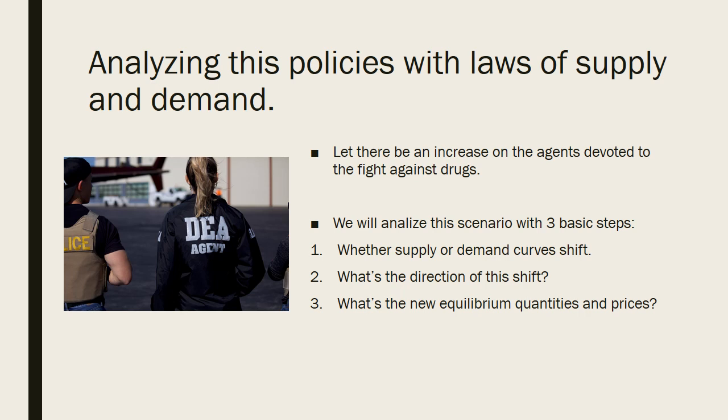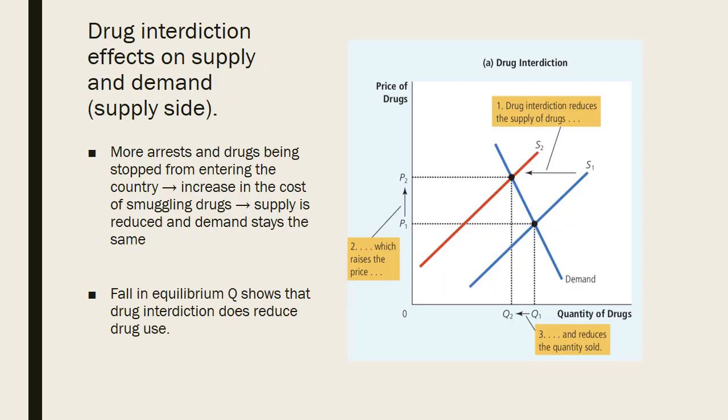So, for example, let's just start by the supply side. Let's say drug interdiction affects from the supply side. How can that be? Well, analyzing this like in a series of events, we can see that, for example, the idea of more policemen, more military action against drugs can lead to more arrests and more drugs being stopped from entering the country. This means basically an increase in the cost of smuggling drugs, even using them. So, supply is reduced and demand stays the same.